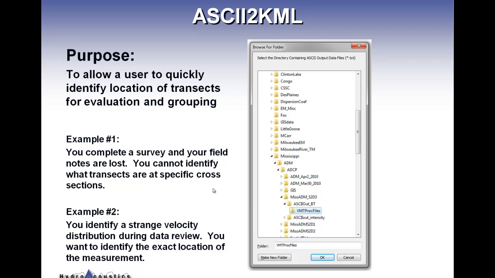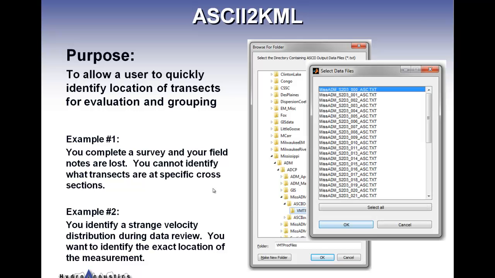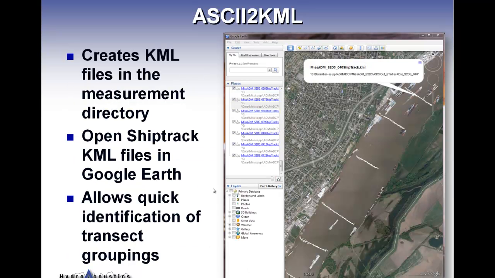So the utility will bring up a browser window that allows you to select the ASCII output files that you want to identify and transfer. You select all the ones that you want to create KML files. It will create one KML file for each transect selected. Those can then be loaded into Google Earth using the File, Open command, and you can hover over each one and see which transect goes with which file. It's a very nice tool for quickly identifying which transects go on what cross section.